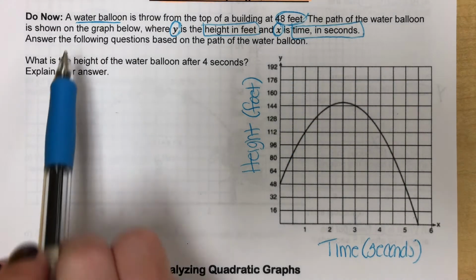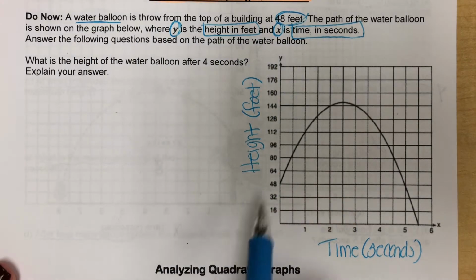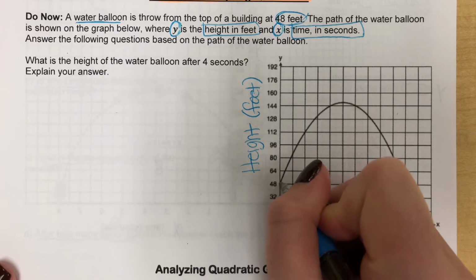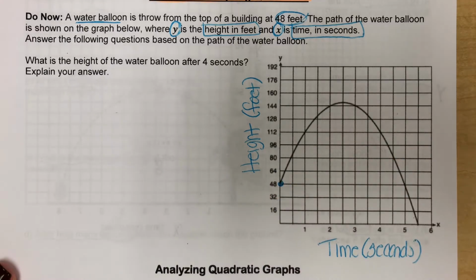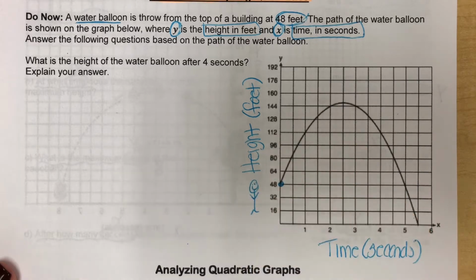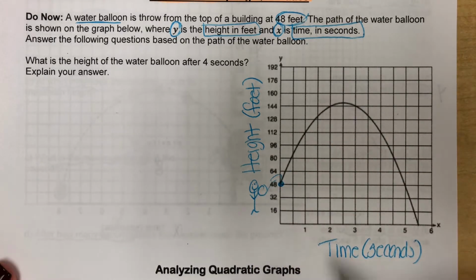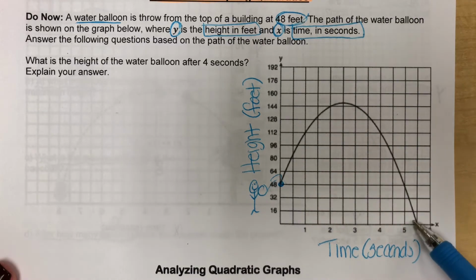All right, and then again, if I know that the water balloon is thrown from the building at 48 feet, well, that makes sense that I can see that my graph here is starting at 48 feet in the air, because here I am, big smile, right? I'm holding my water balloon, and I'm about to launch it into the air, up, up, up, and eventually it falls on the ground.